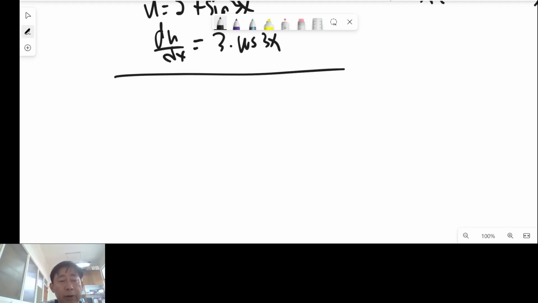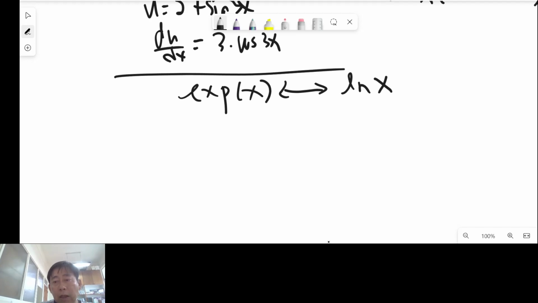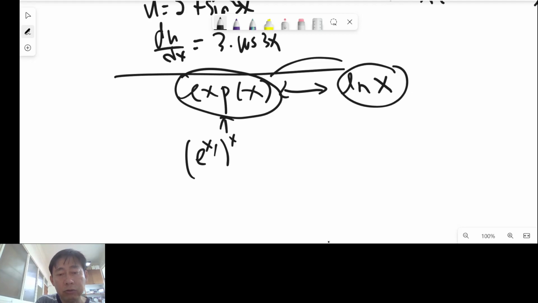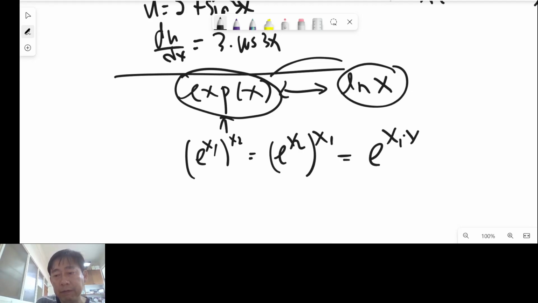In this chapter 7.3, we have discussed the exponential function, which is defined as the inverse of the logarithmic function. So if you know the properties of the logarithmic function, you could tell everything about the exponential function because they are closely related. Then we discussed some rules of the exponential function, namely (e^x1)^x2 = (e^x2)^x1 = e^(x1 x2).